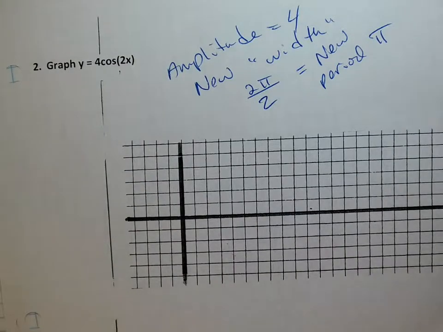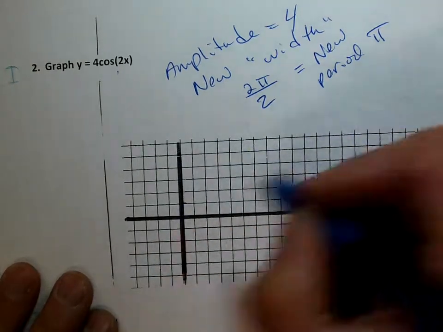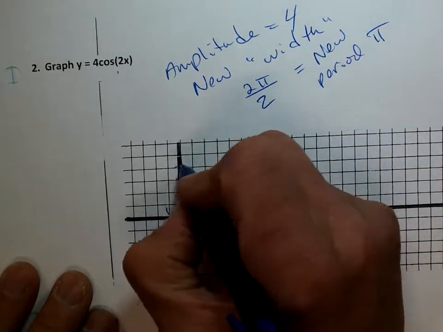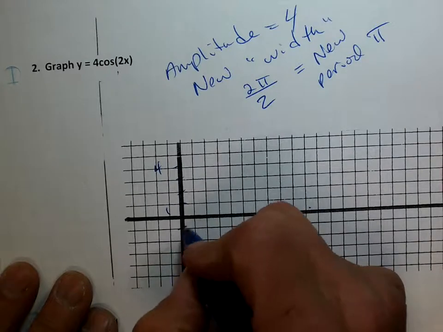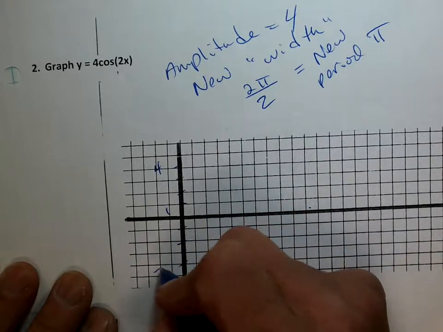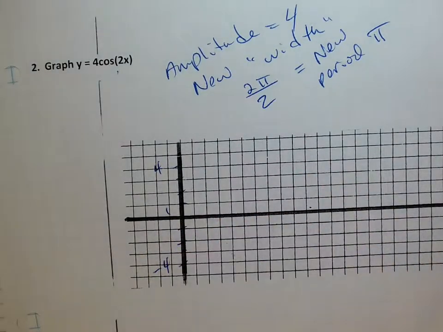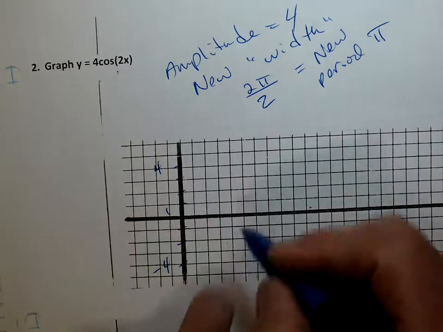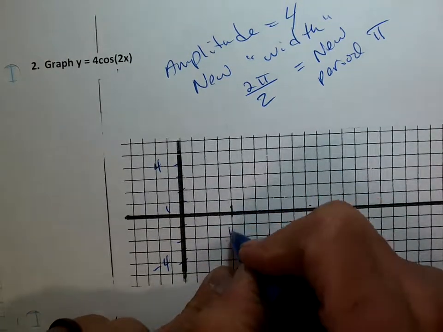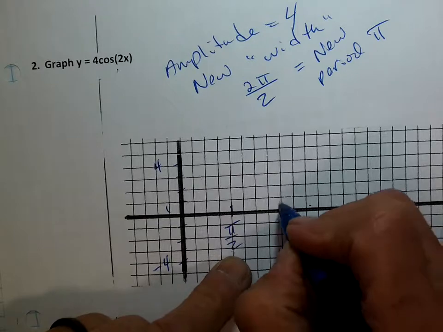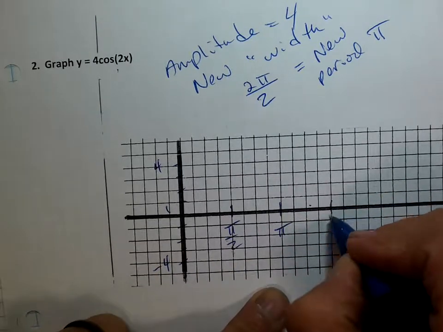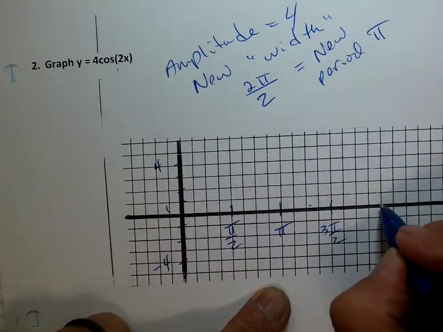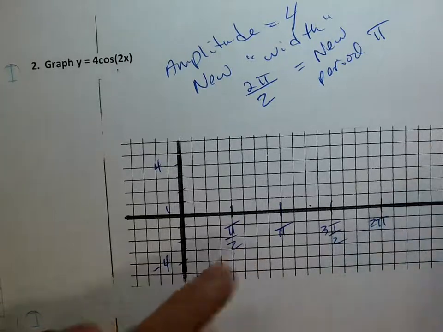Now I'm going to do this in just a moment, okay? So you're ready. So my curve's going to look like this. Let me put in my 1, 2, 3, 4, -1, -2, -3, -4, because I need to go from 4 to -4, right? I'm going to go every 4 squares. I'll go pi halves, pi, 3 pi halves and 2 pi, okay?